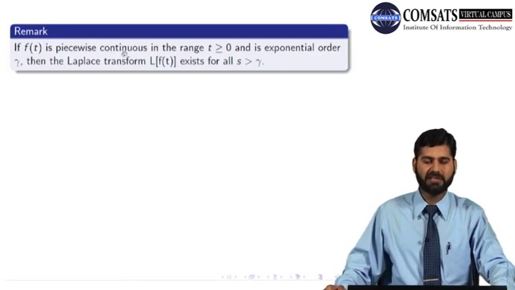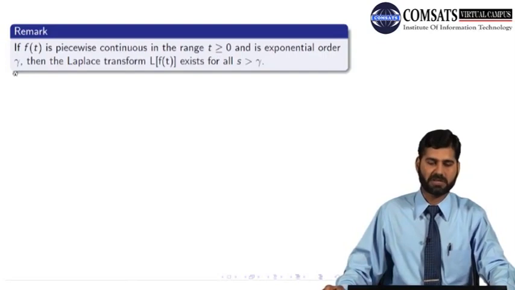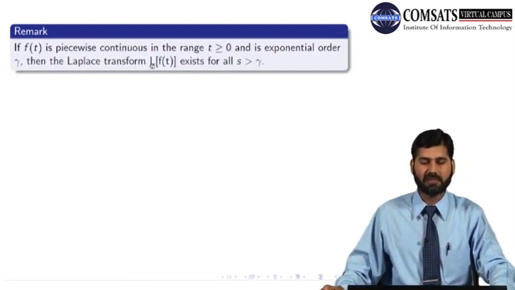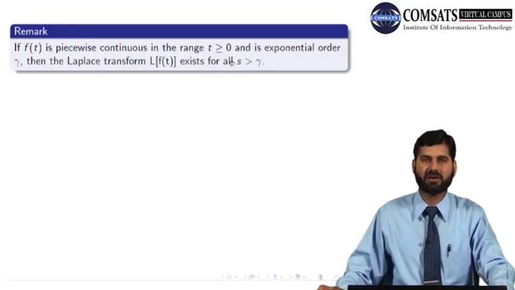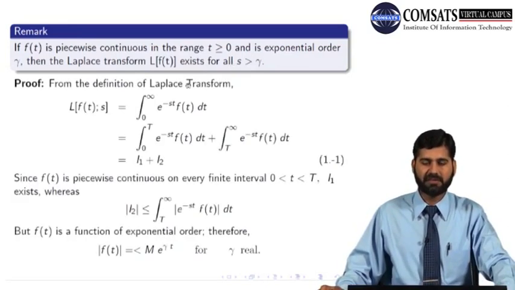Remark: if f(t) is piecewise continuous in the range t positive and is of exponential order gamma, then the Laplace transform L{f(t)} exists for all s greater than gamma. Alright? So even if it is piecewise continuous, your Laplace transform will exist for s greater than gamma, where the exponential order of f is gamma. From the definition of Laplace transformation, L{f(t)}(s) is equal to this. We just define Laplace transform like this, alright?